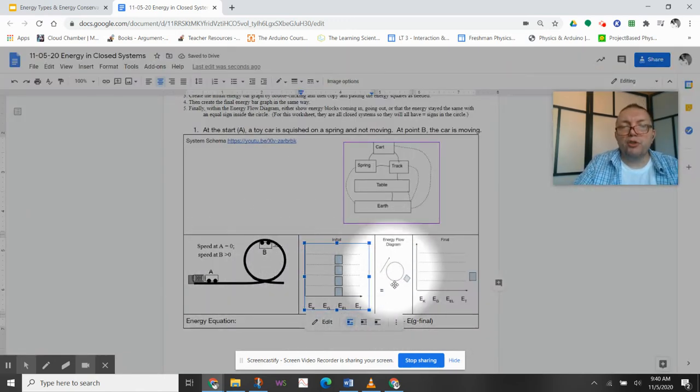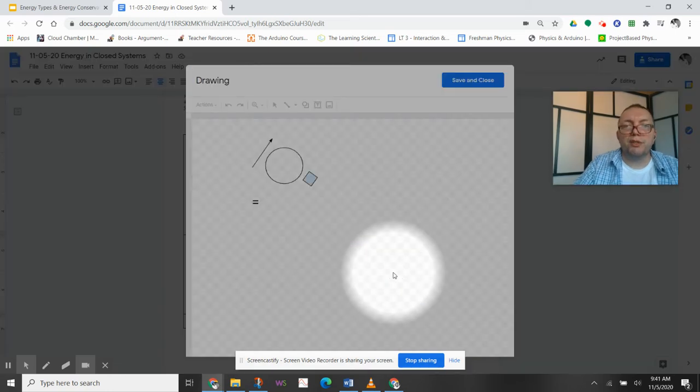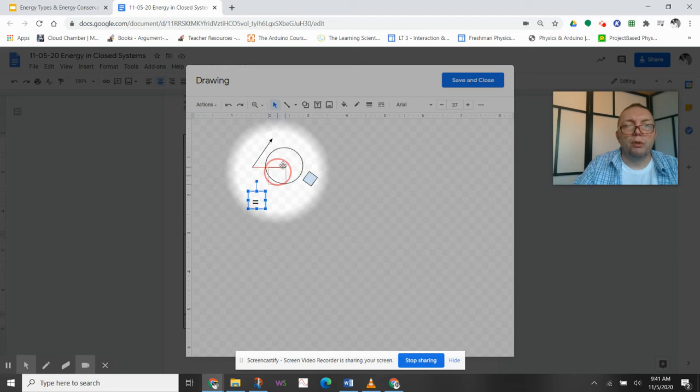Then I look at this energy flow diagram. That's really looking at, does energy enter or leave our system? Well, this delightful purple box around here shows us that everything is in our system. If everything is in our system, no energy or items can leave or enter the system. And so if everything is in our system, then the total initial energy must equal the total final energy.